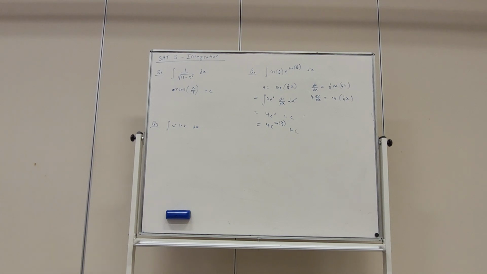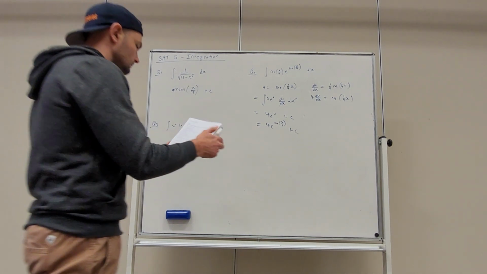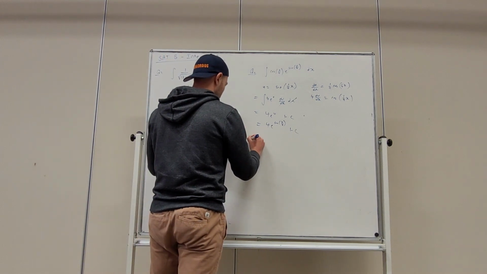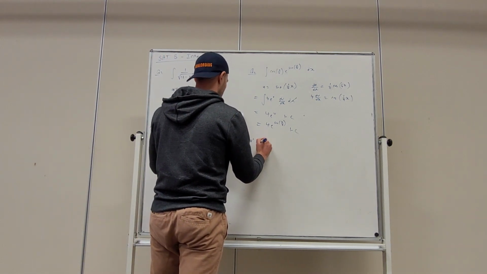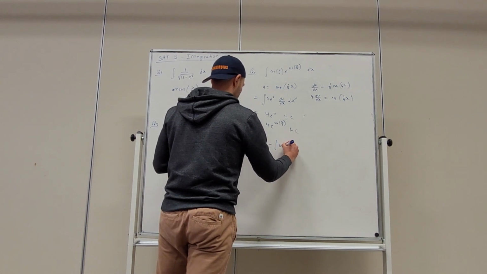Okay, next let's look at the integration by parts, and I'll just write the formula up for integration by parts. So it is the integral of uv dash equals uv take away the integral of u dash v.